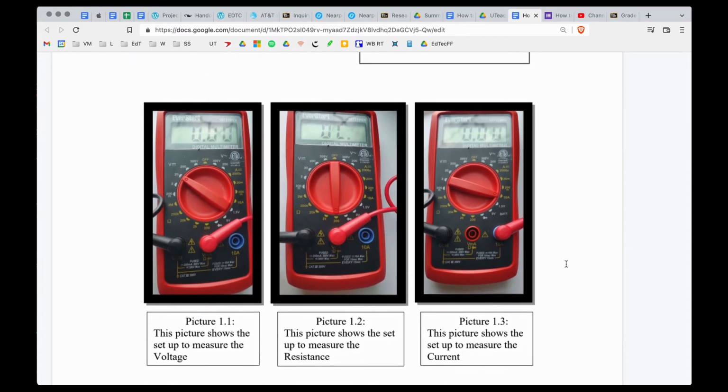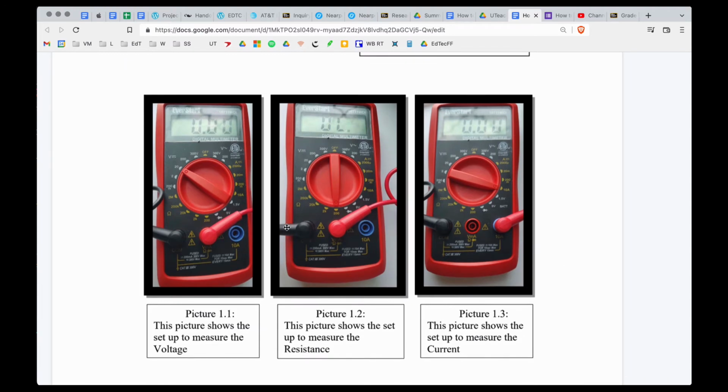Right here, this is a better idea. These are just three different, I guess, I'm going to call them voltmeters. I don't exactly know what they are. But look, picture 1.1. This picture shows the setup to measure voltage. Great. This one's to set up resistance. This one's to set up current. Okay, that's great. I can see them pretty clearly.